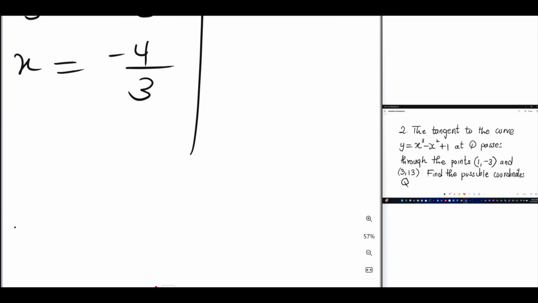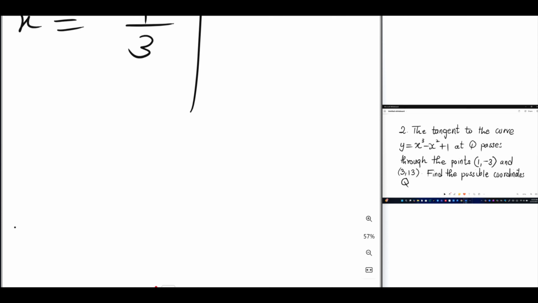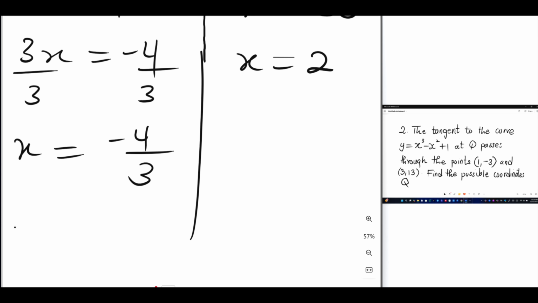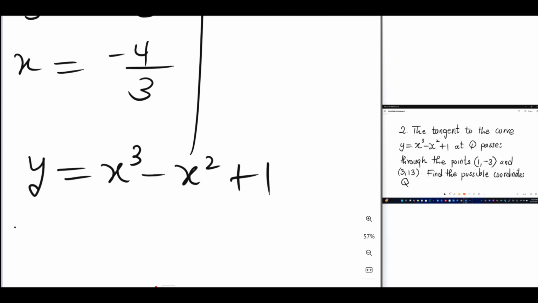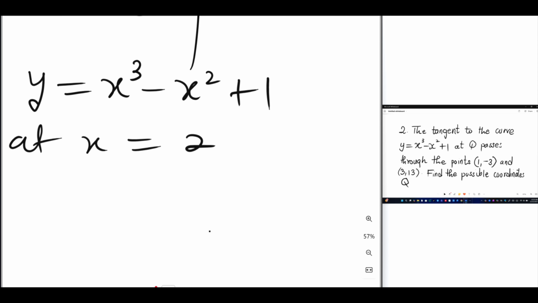Okay. Now we need to find their corresponding y value. So since they are points on the tangent and the curve, it means they must satisfy the given curve. Okay, so to get the corresponding y value, this is what you do. You bring back the curve. y is equal to x cubed minus x squared plus 1. So you pick each of the values. So at x is equal to positive 2, then you plug in the value of x to be 2, then you get the corresponding y value.